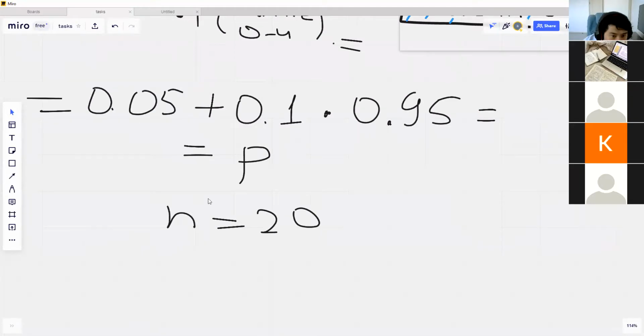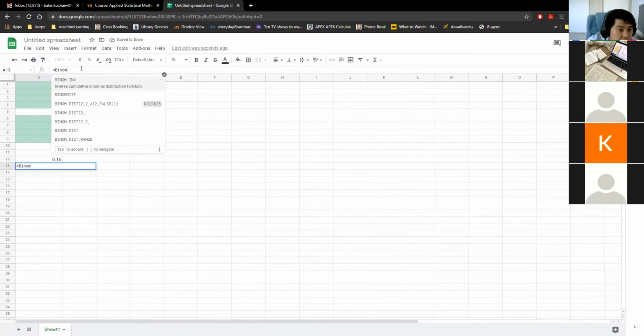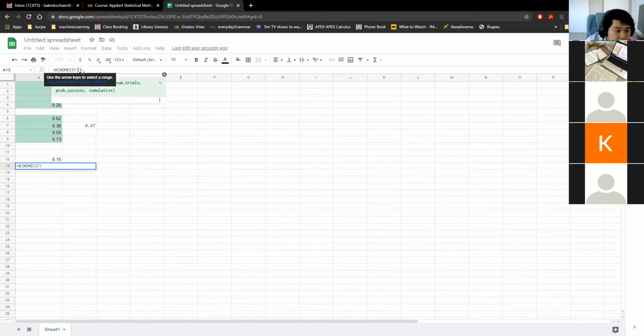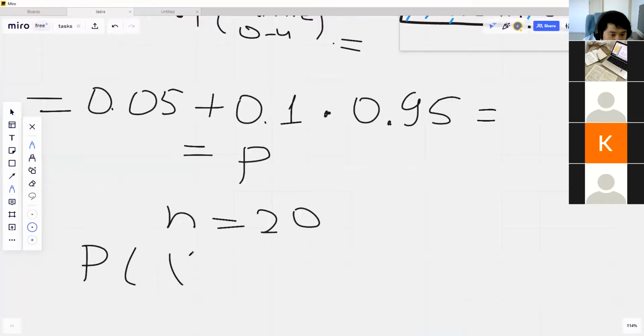Let's get back to the spreadsheet now. So 0.05 plus 0.1 multiplied by 0.95. Okay, so this is my probability of success. Now we need to find the binomial distribution: number of successes is 0, number of trials is 20, probability of success 0.15, cumulative false. Okay, so 4%. The probability that X is equal to 0 is then 4%.